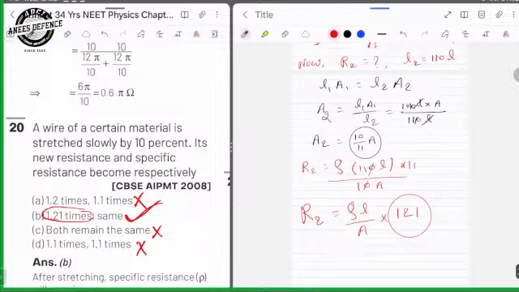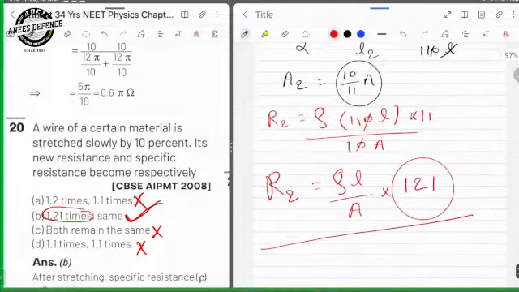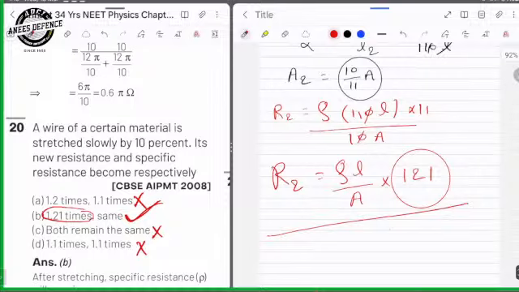So the answer is... which option is correct? Option B is correct. Okay, option B.